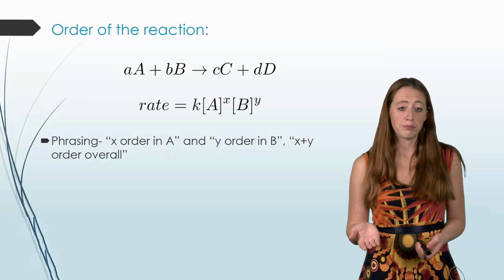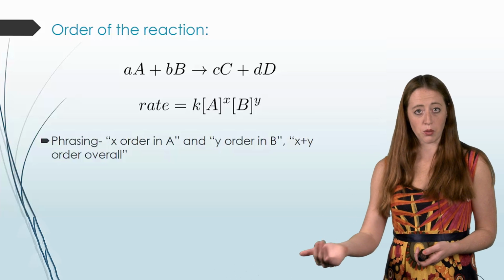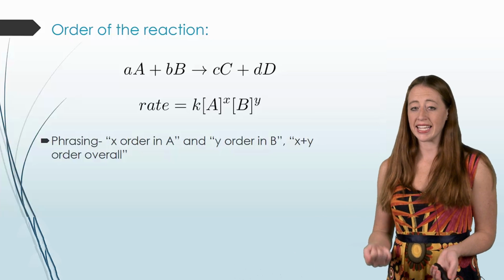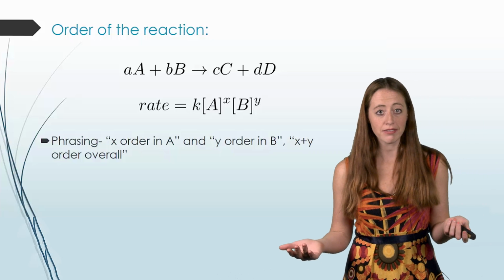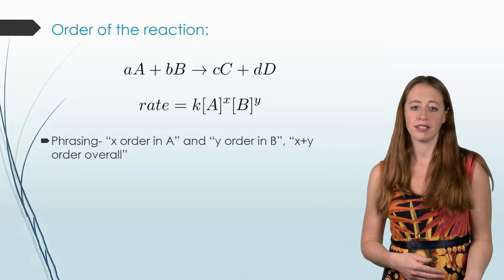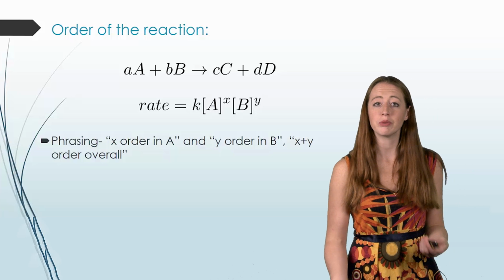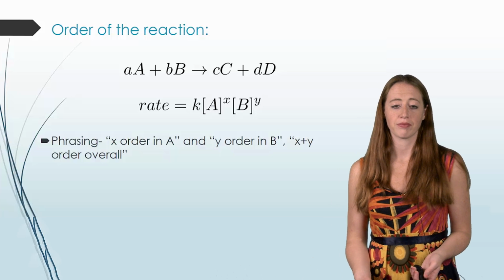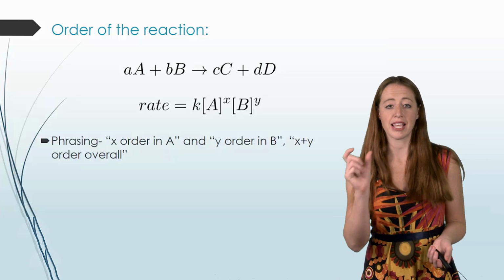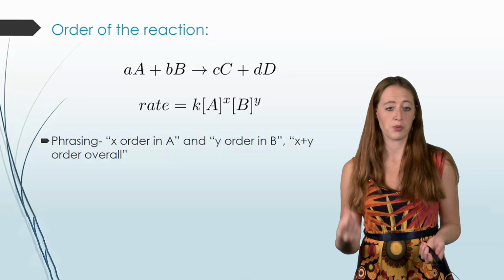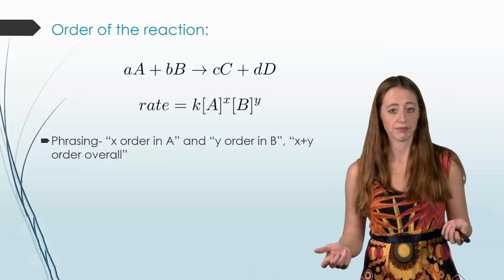And then for B, B is raised to the Y power, and so we say it is Y order in B. If Y was equal to 5, we would say it is fifth order in B. If Y is equal to 1, we would say it is first order in B. And if we want to talk about overall order, we can do that too. You just add the exponents up, and that is what the overall order is.